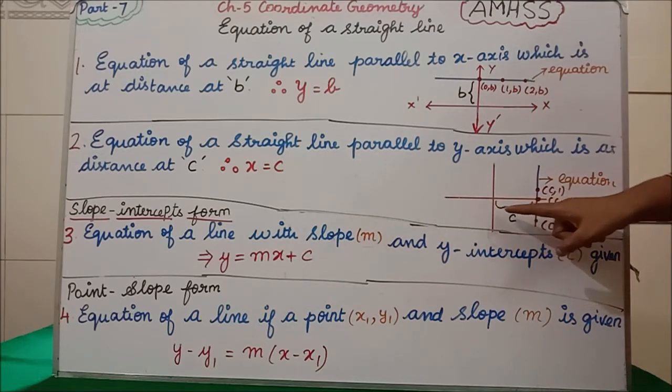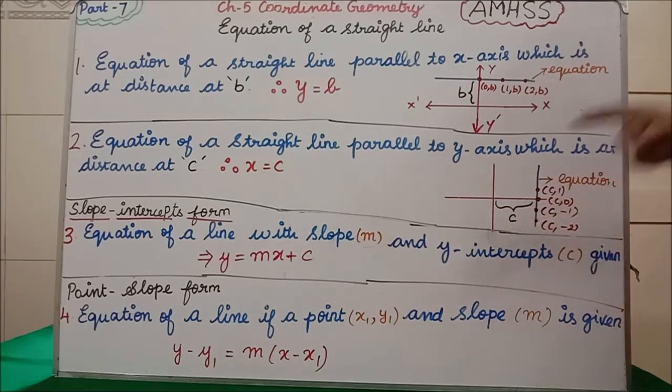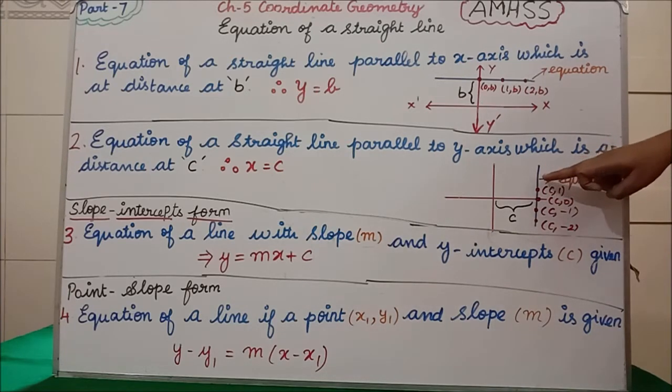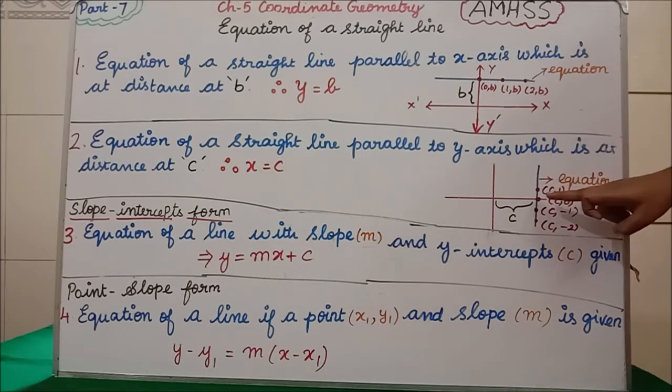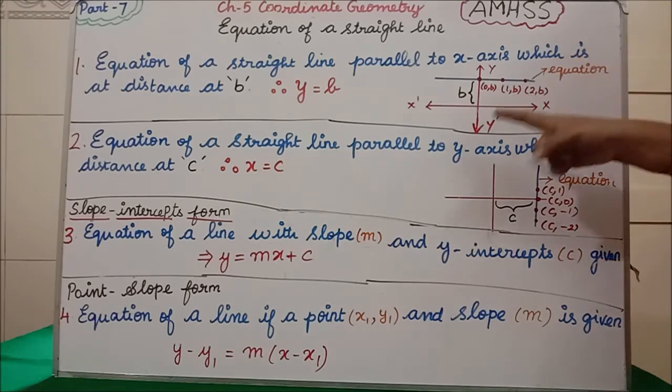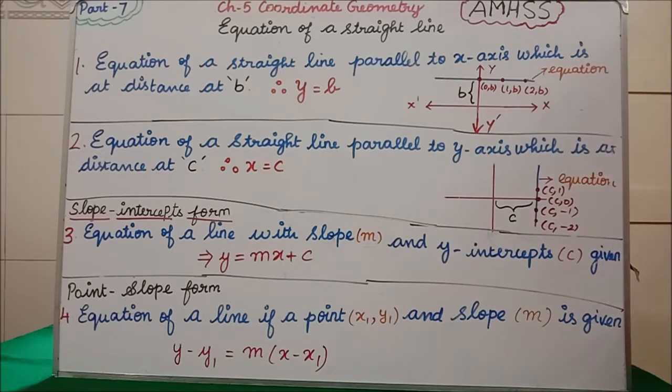From the origin to this point, the distance will be c. We are denoting it as c. So, if you see here (c, 1), (c, 2), (c, 3), it goes on. In the middle, (c, 0), then (c, -1), (c, -2), like this it goes on. For a straight line parallel to the y-axis, x equals c; parallel to the x-axis, y equals b. This is our formula. Based on these two concepts, in exercise 5.3 we will do the problems.